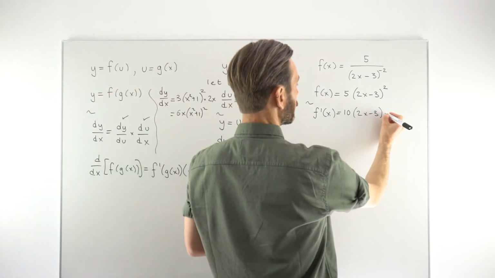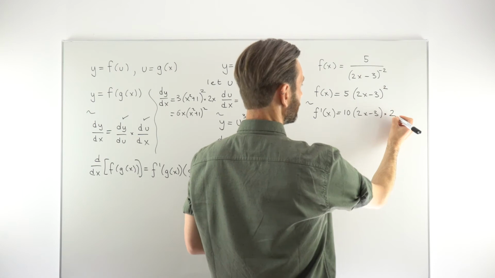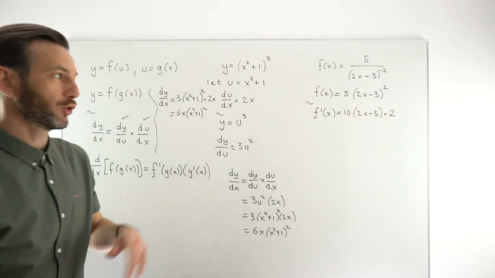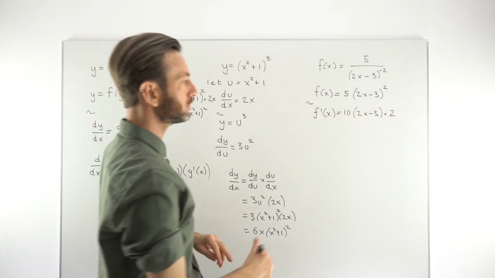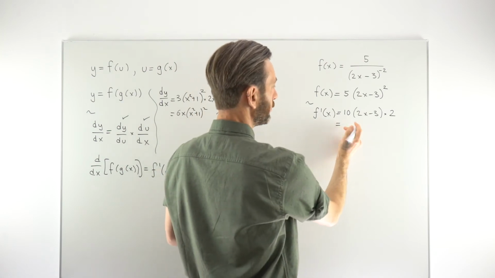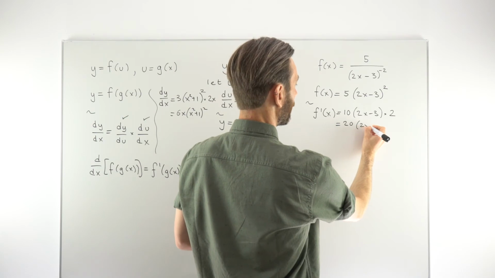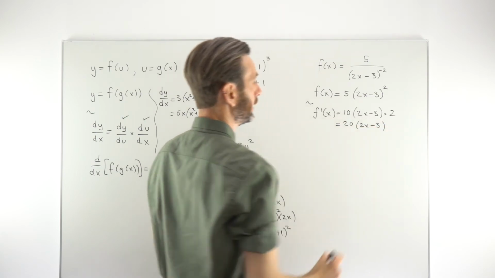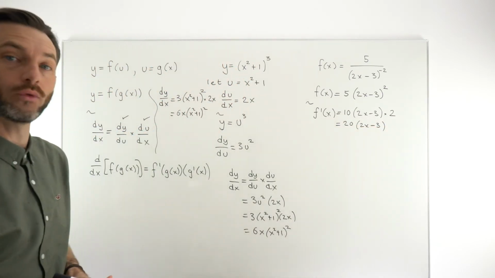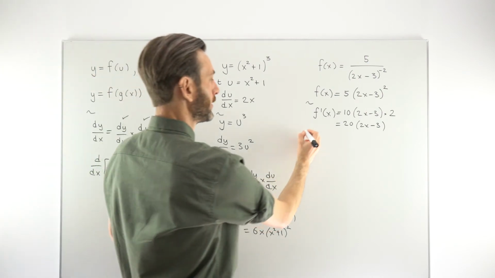The thing that makes it then the chain rule is multiplying by the derivative of the inside of the bracket, which is just 2, using the power rule. Take one more line to multiply the 2 and the 10 together to get 20, bracket 2x minus 3. Now, if we then go through this more formally, we should get the same result. So let's have a go at that.